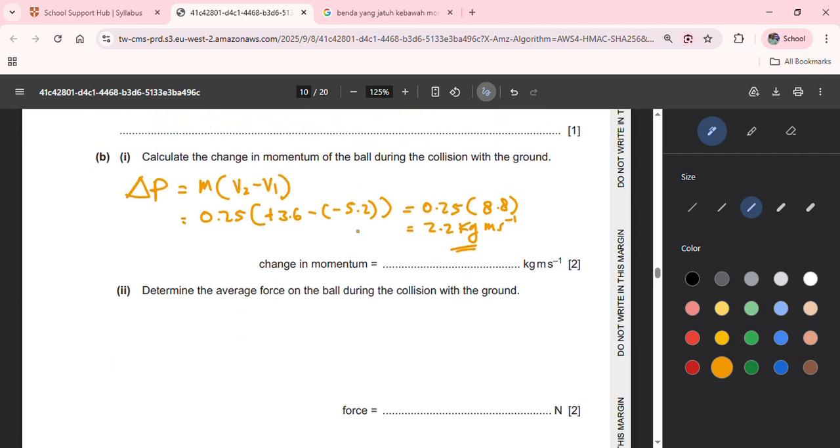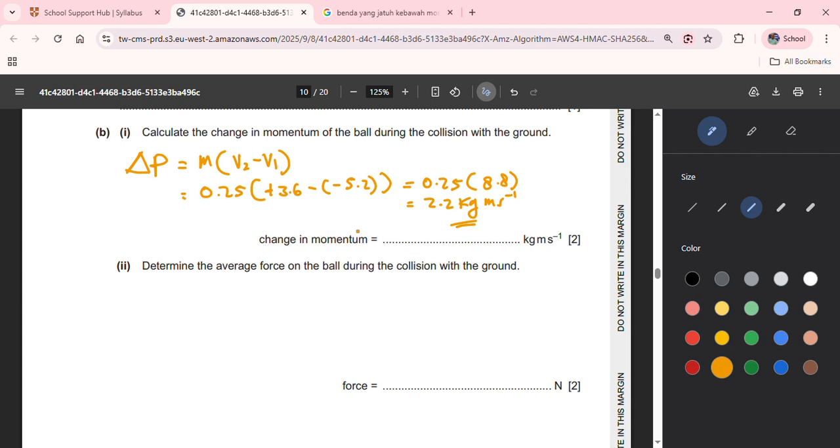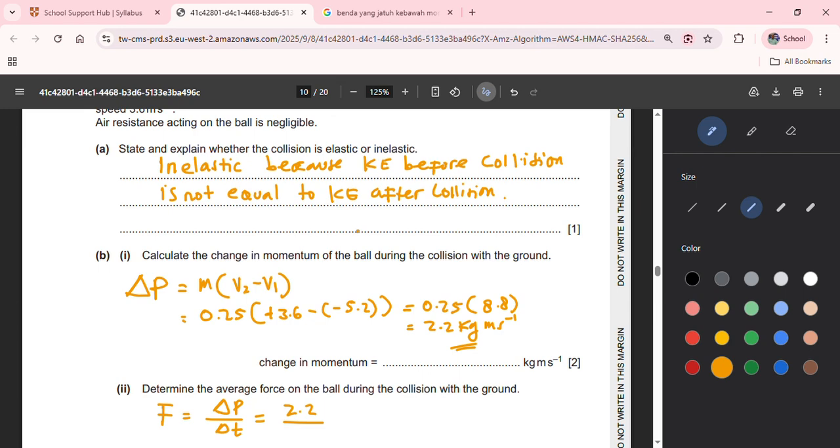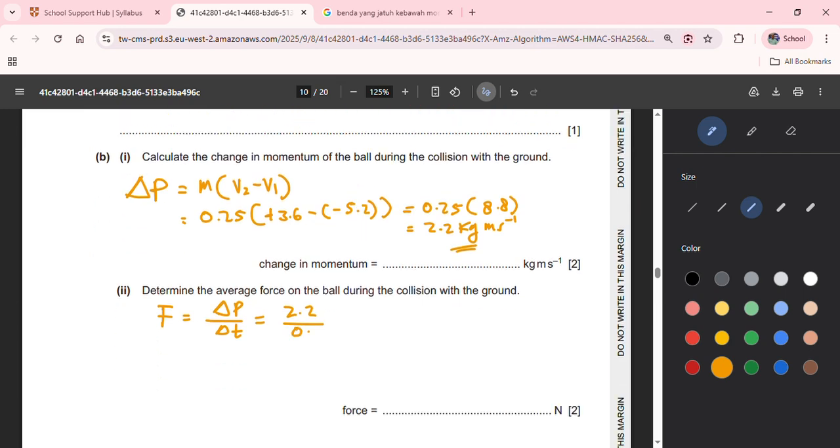Okay, so the next one is: determine the average force on the ball during the collision with the ground. So the force is the change in momentum divided by delta T, which is 2.2 divided by the time taken, 0.18, which is equal to 12 Newton. So the answer is 12 Newton.